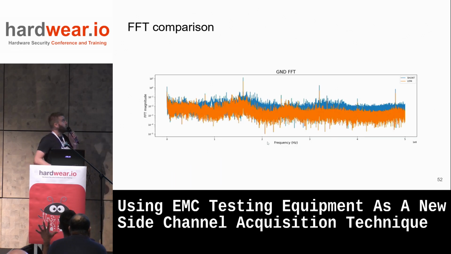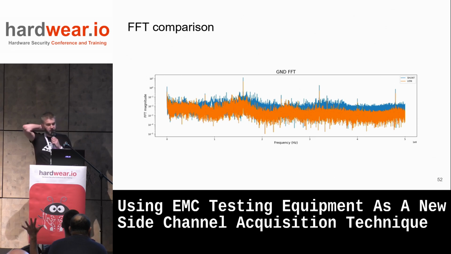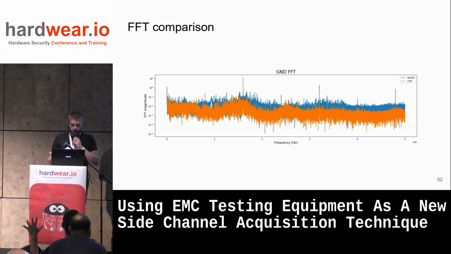Just as a comparison, I did an FFT on the signal for both the LISN and the shunt. So you can see that the LISN brings back a bit less signal than the shunt, but at least it still works, so that's good.